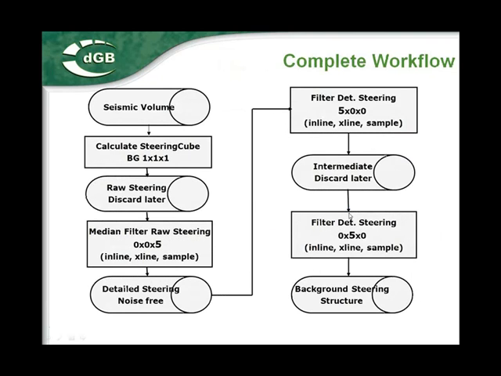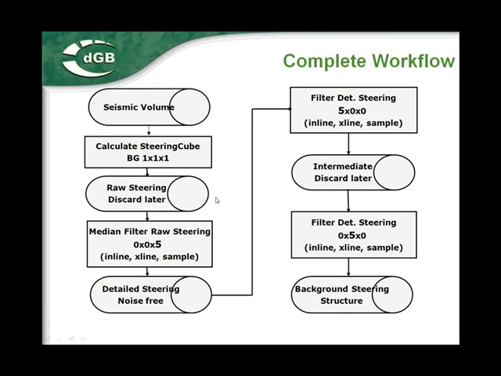So this is the most complete workflow of creating a detailed steering cube and a background steering cube, including some unnecessary intermediate steps. But I will go over the intermediate steps because I want you to understand the whole process and the possibilities we have. We start with the seismic volume, then we calculate a steering cube using the BG gradient algorithm with a 1 by 1 by 1 step out, and that would typically give what I call a raw steering cube that we discard later.